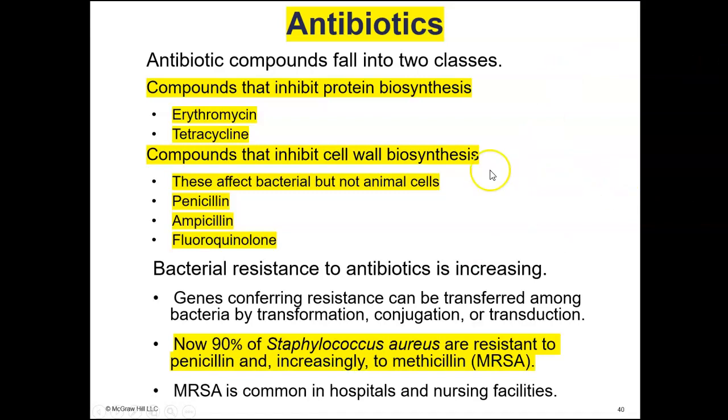There's a section here that talks about antibiotics, compounds that inhibit protein synthesis. So they can't make the proteins they need to survive, so they end up dying. These are called erythromycin and tetracycline. Compounds that inhibit the biosynthesis of a cell wall, and when bacteria can't form a cell wall, they're not going to survive. That would be penicillin, ampicillin, and fluoroquinolone. I don't know how to say that. Fluoroquinolone, we'll say. Then there's a section here on antibiotic resistance.